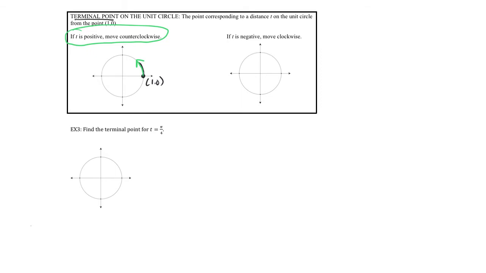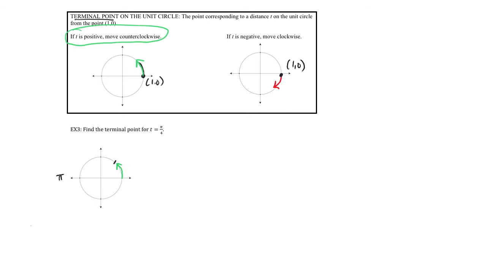And then if we have a negative, we're going clockwise. And again, just starting from that beginning point. Here I have t equals a positive pi over 4. That means I'm going in the counterclockwise direction. Now pi over 4 ends up being right here in the middle.